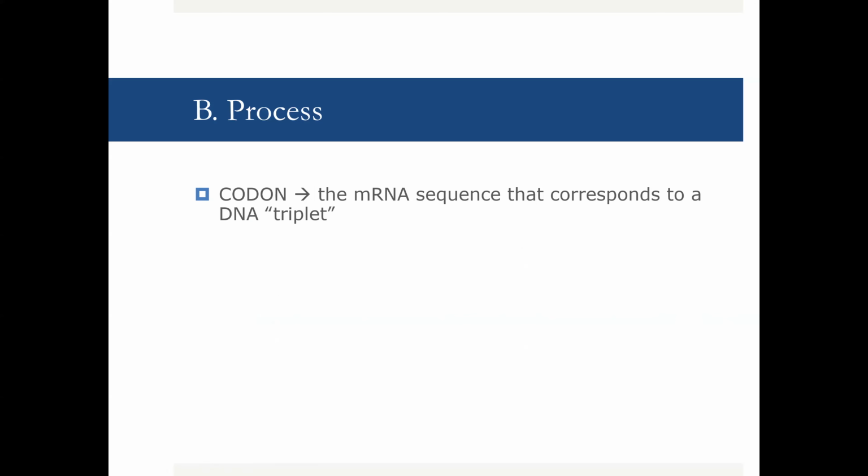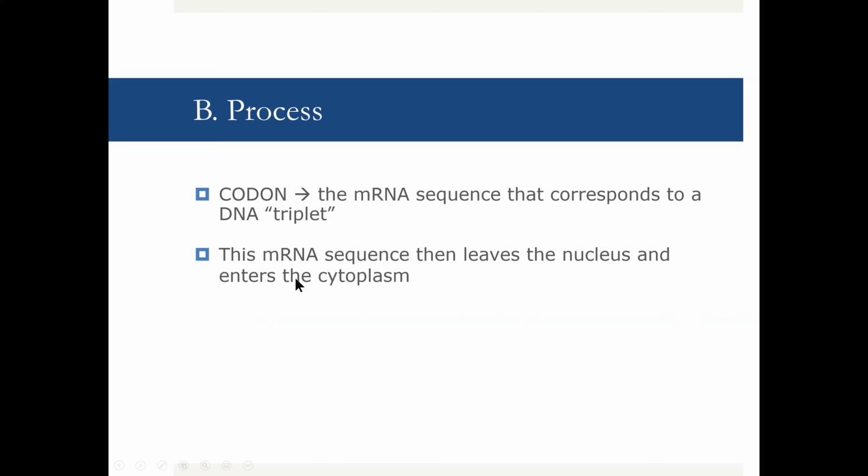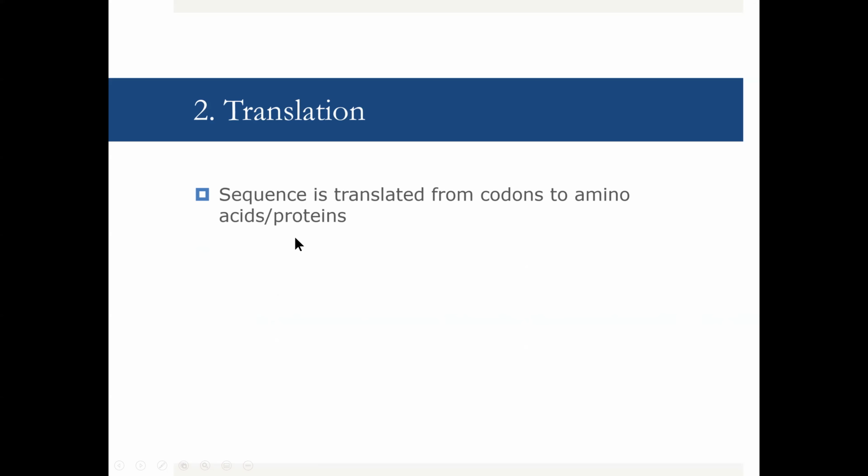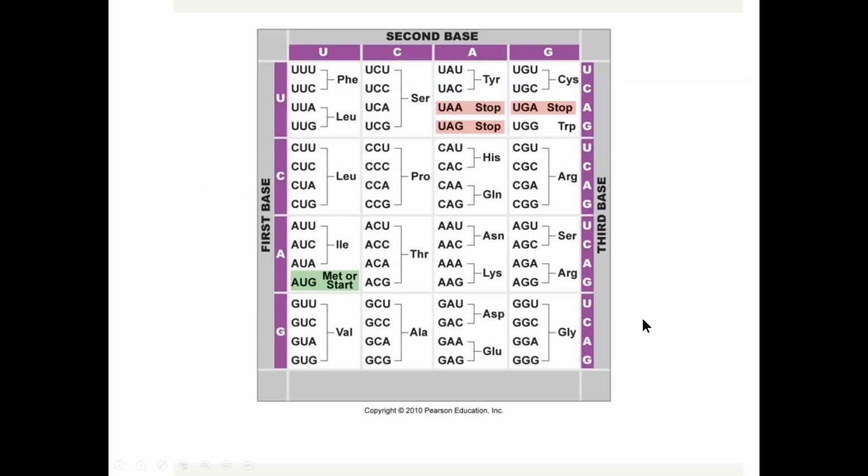So we call it a triplet for the 3 DNA base pairs. We call it a codon for the corresponding RNA base pairs, 3 of them. Okay, that's a codon. This mRNA sequence then leaves the nucleus and enters the cytoplasm. The sequence is translated from codons to the amino acids of the protein. Well, how does that occur?